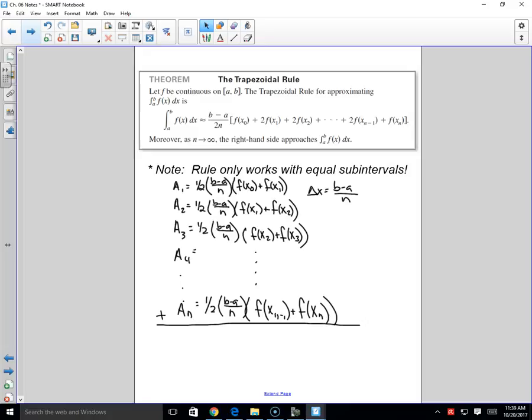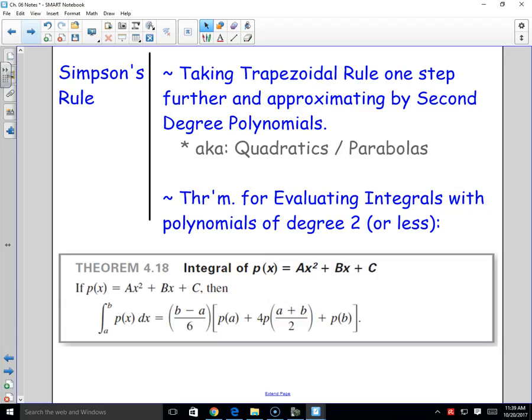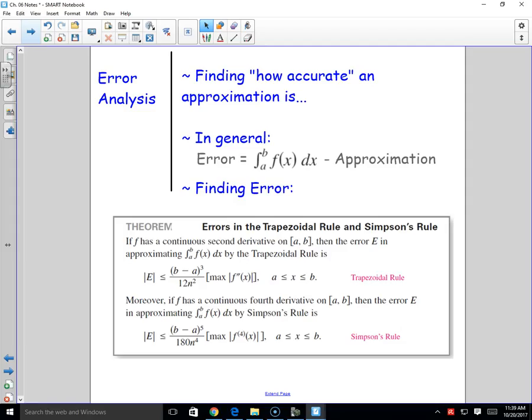How many trapezoids will have the far left height? 1. How many trapezoids will share all of the in-betweens? 2. And at the very end, how many trapezoids will have the last? Just 1. So then we would do an example on the trapezoidal rule, then Simpson's rule. Don't worry, it's not on the test. It's interesting though. And then we would talk about the error analysis.